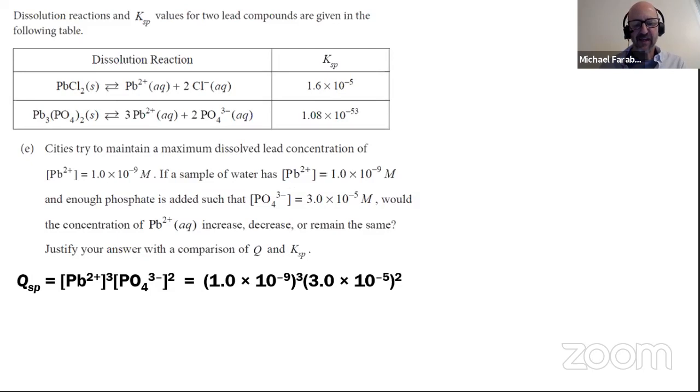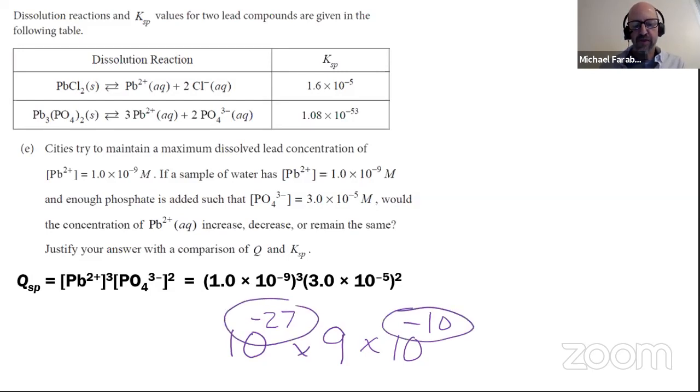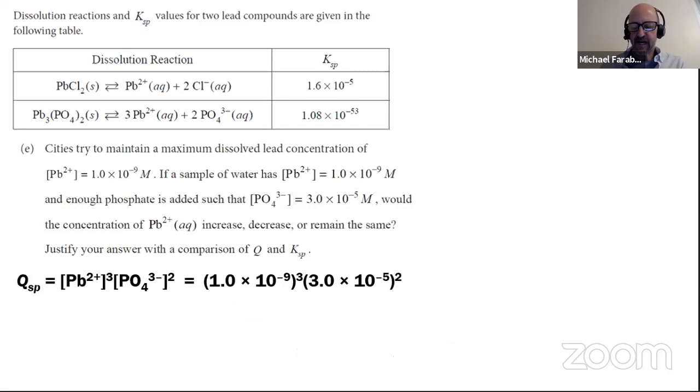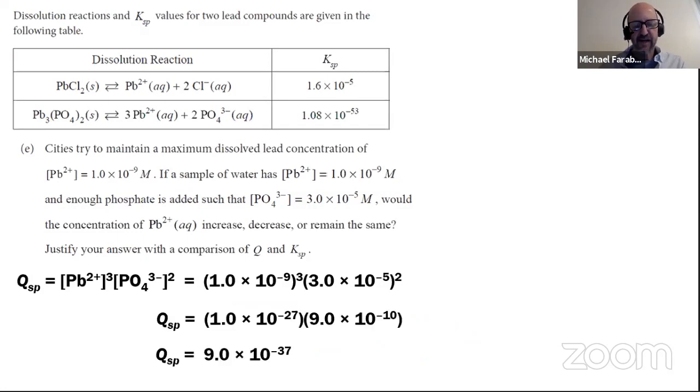1.0 times 10 to the negative 9. Now that is raised to the 3rd power, so that part's a power to a power, which means you multiply the exponents. So we have 10 to the negative 27. Over here, we have 3 times 10 to the negative 5th, squared. So 3 times 3 is 9, and then 10 to the negative 5th squared would be 10 to the negative 10. Multiplying all these together, we get 9 times 10 to the negative 37. Okay, so that's a little bit of mental math.